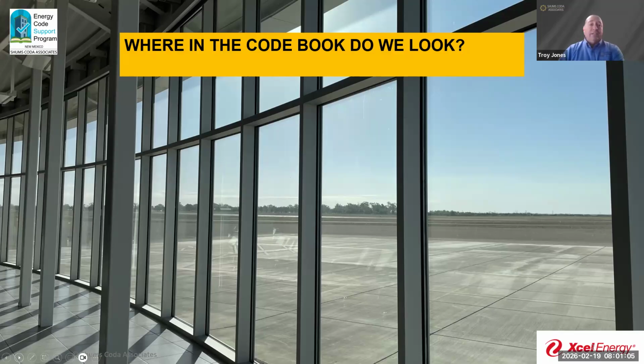Okay, with that, daylighting. Where in the code book do we look for daylighting? Well, it's going to be in chapter 405, and it's going to be in the definitions. We need to start with the definitions. If you don't know the definition of a topic, it's kind of hard to understand what you're supposed to do with it. So, what is a daylight zone?